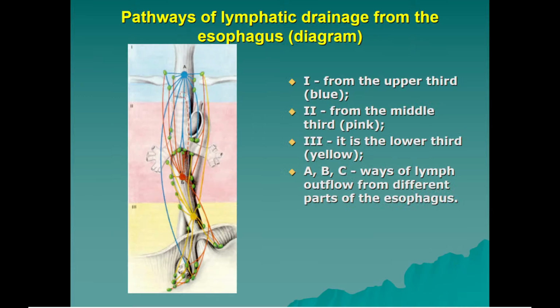Pathways of lymphatic drainage from the esophagus. Diagram. From the upper third, blue; from the middle third, pink; and the lower third. These are the ways of lymph outflow from different parts of the esophagus.